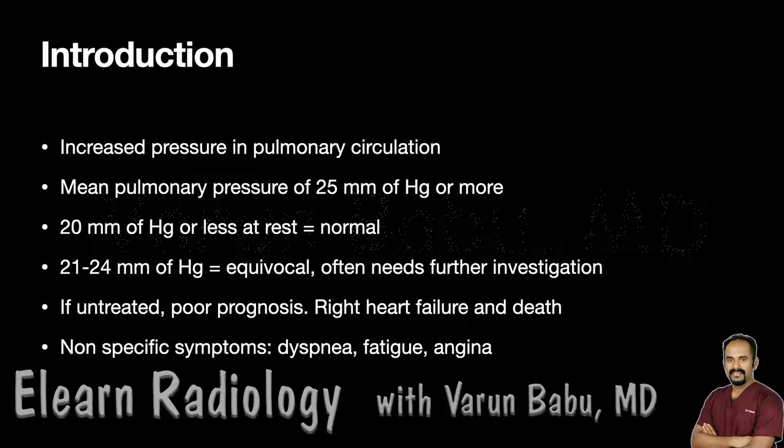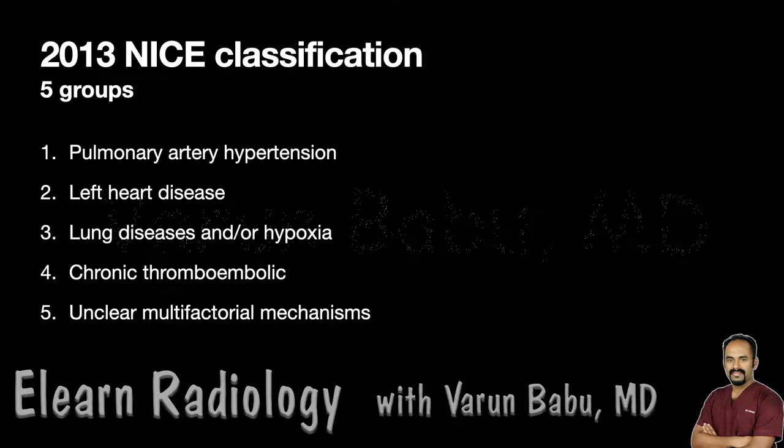If pulmonary hypertension is untreated, there is a poor prognosis. It eventually leads to right heart failure and death. They usually present with non-specific symptoms like dyspnea, fatigue, angina. Let's have a look at the 2013 NICE classification, which divides the etiology of pulmonary hypertension into five groups.